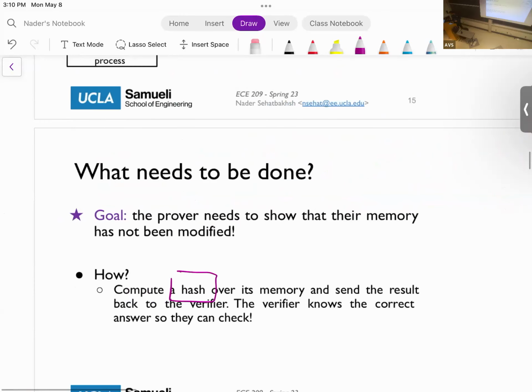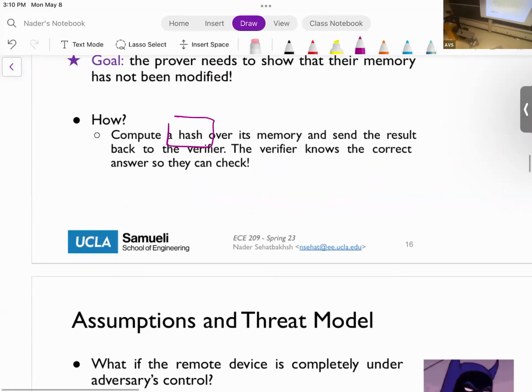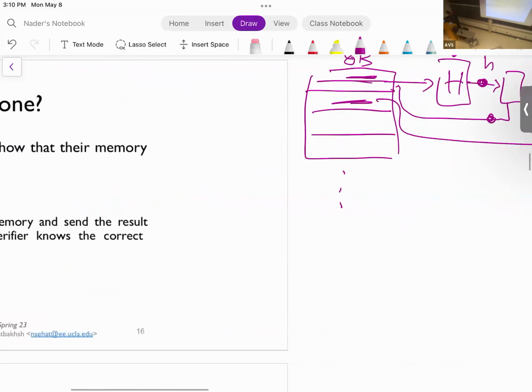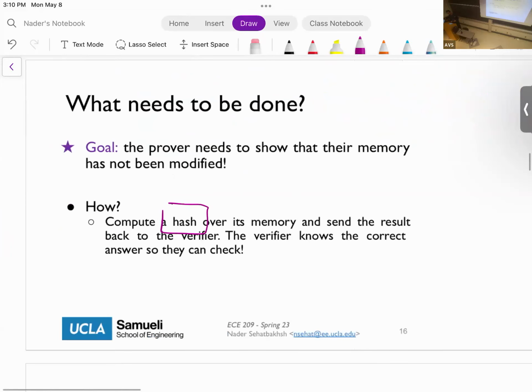That one last hash value is the value that I'm going to send to the verifier. The verifier is also going to compute the hash and check whether this hash is the correct hash or not, because the verifier knows the correct content of the memory. The verifier knows the baseline, the unmodified version of this memory, so they know what the hash should be. They compare this hash with the expected hash. If these two values match, then we're good to go. So that's the simple idea of attestation.